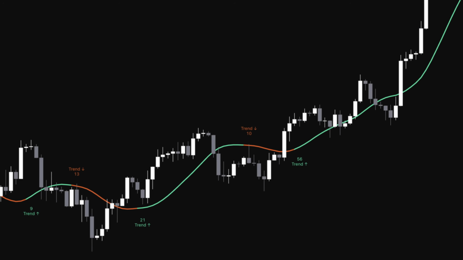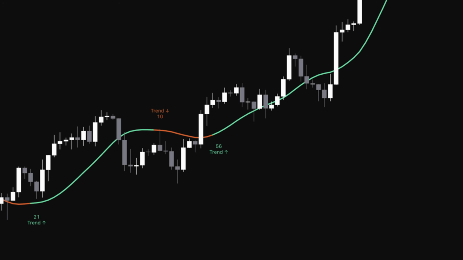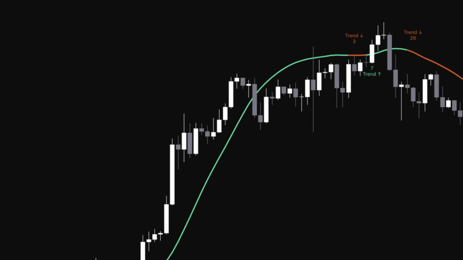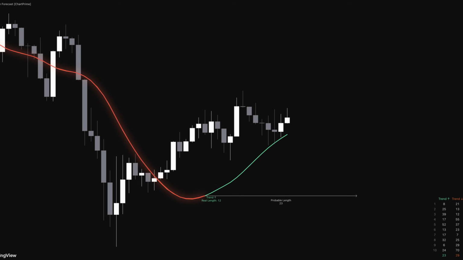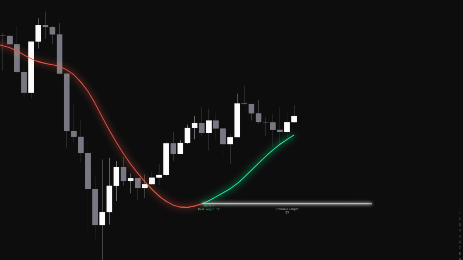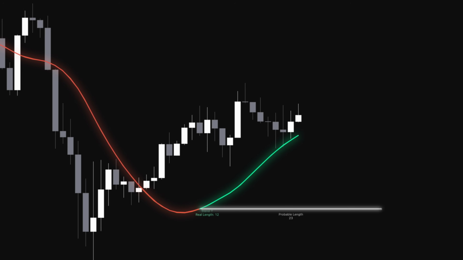The forecasting methodology projects future trend duration by averaging historical trend lengths of the same direction. When a new uptrend begins, it displays the average duration of previous uptrends as probable length, creating a forward-looking projection line that estimates when the current trend might exhaust.